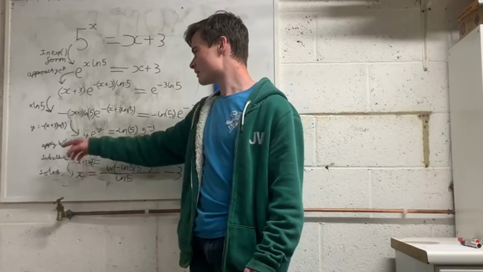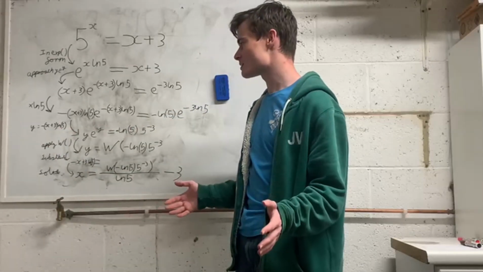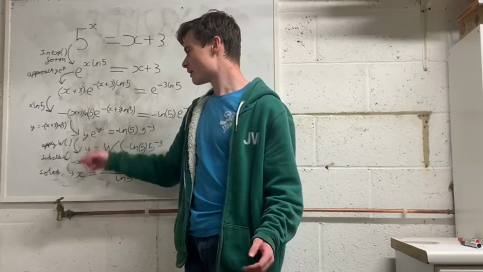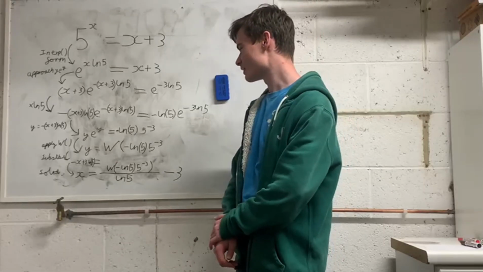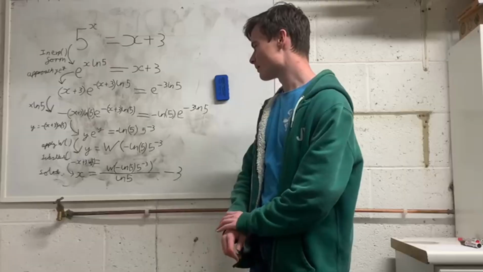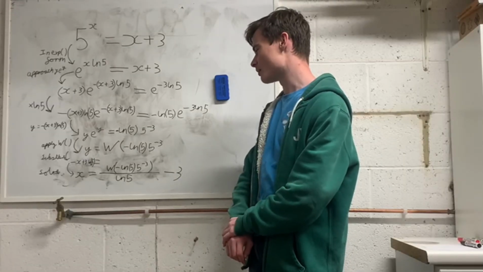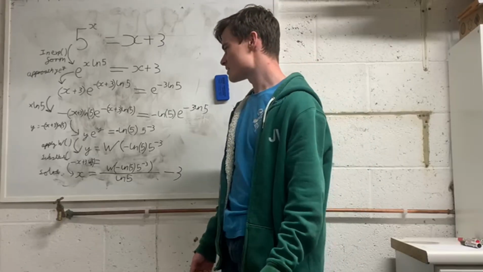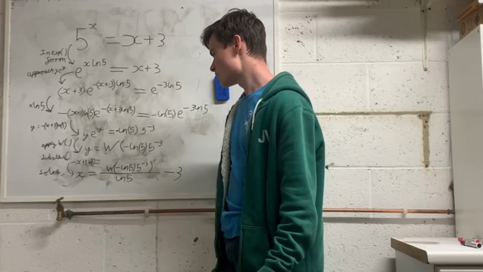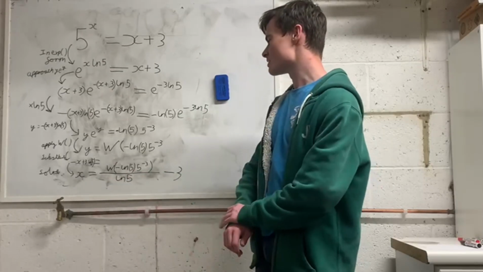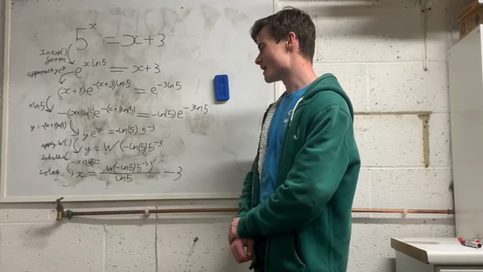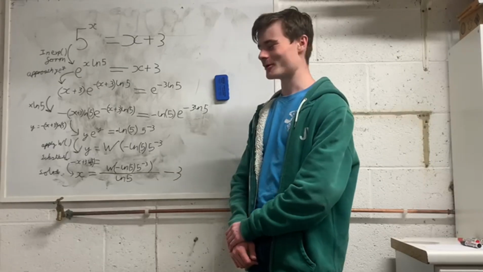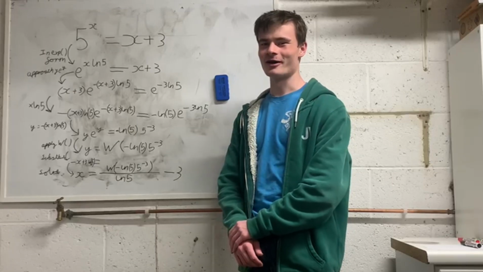And it's at this point you can make a substitution of y equals minus (x plus 3) natural log of 5, and apply our special Lambert W function. This gives that y is equal to the Lambert W of minus the natural log of 5 times 5 to the minus 3. You then substitute this back into what y equals, and we find that x is equal to the Lambert W function of negative the natural log of 5 times 5 to the power minus 3, all over natural log of 5, minus 3.